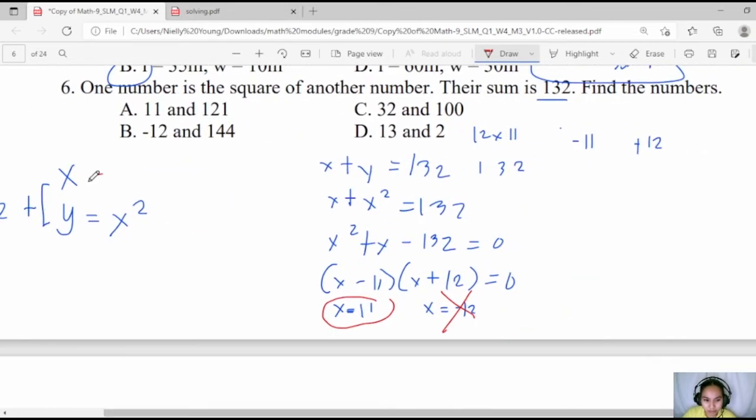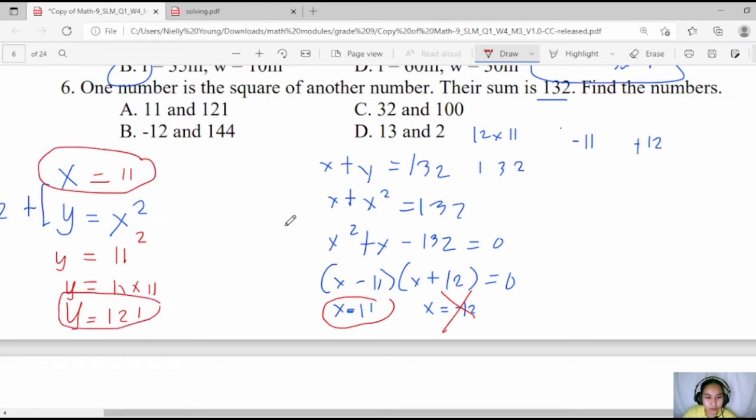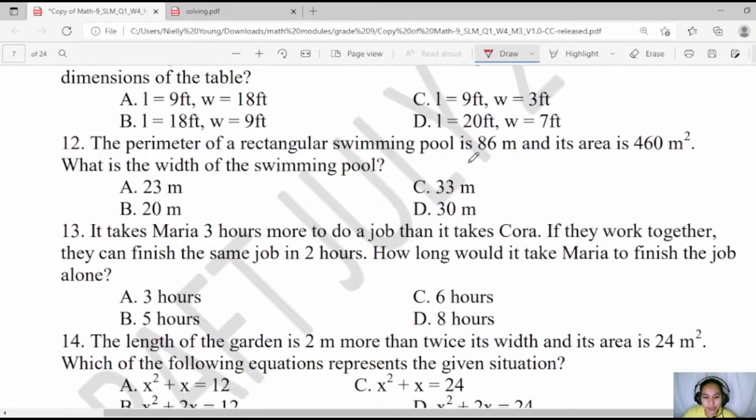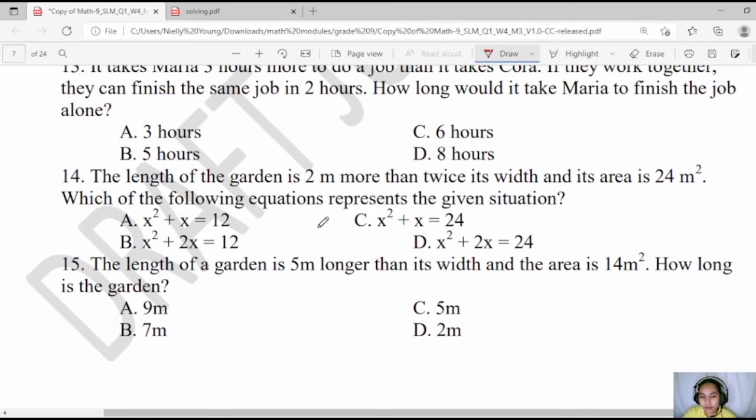X is equal to 11. In order to get the other number, y, input the 11 squared. So y is equal to 11 times 11, and y is equal to 121. Therefore, our answer is x is equal to 11 and y is equal to 121, and that is letter A. Okay, how about number 14?